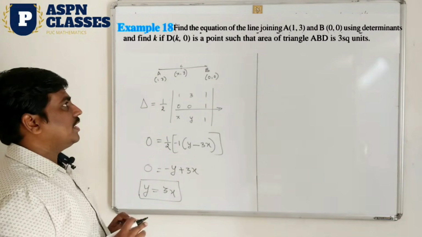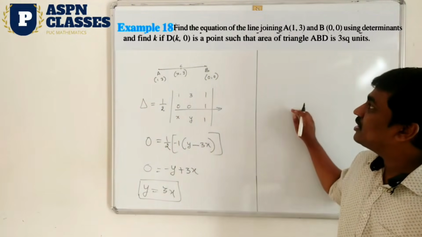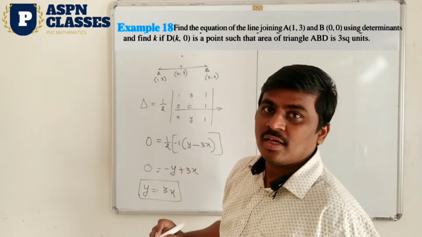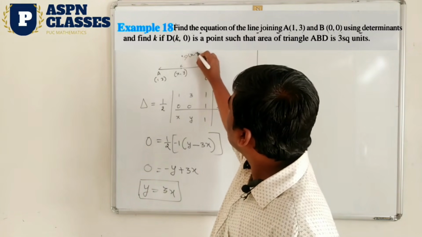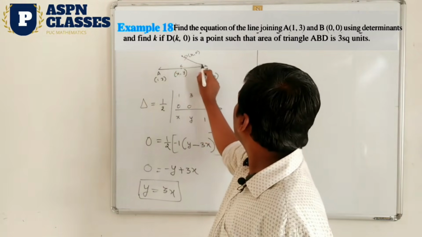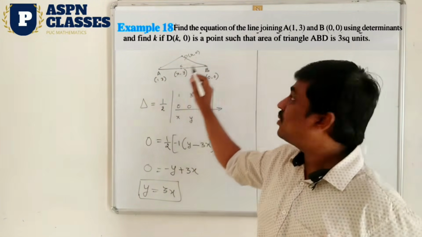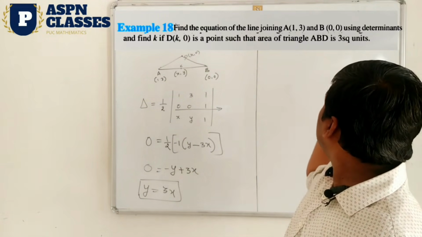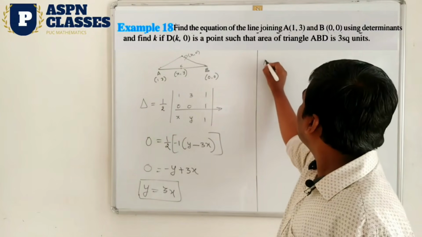Is it clear? Okay, so let us come to the one more question. Find the k value, where the D point is given. One more point is D, that is (k, 0). Now you have to take this triangle. The area of triangle ABD is 3 square units, already given. So write it here.